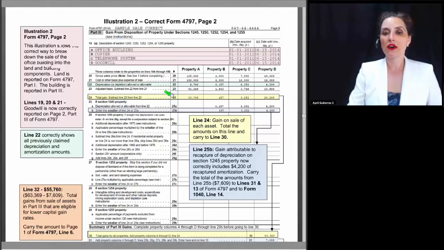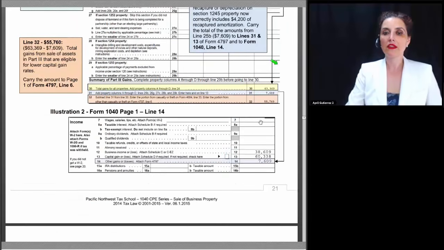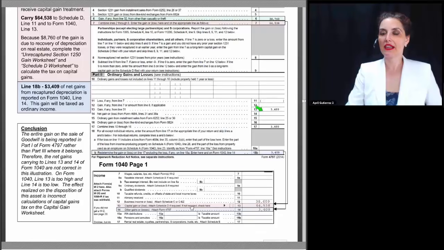The total gain for all of these assets is $63,369. And if we look at how much of the gain on these assets is for recaptured Section 1245 gain, our number has increased substantially and is now $7,609. So $7,609 is switching around the makeup of the amount of gain that is going to be taxed as ordinary income. And when we look at the front page of the 1040, we now see that we're going to have $7,609 entered on line 14 instead of $3,409 that we had in the first illustration.